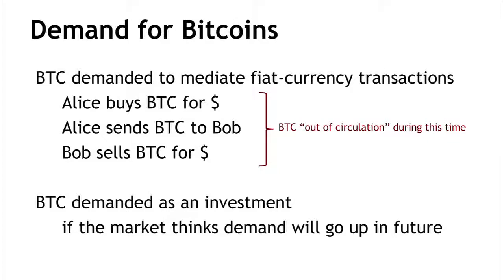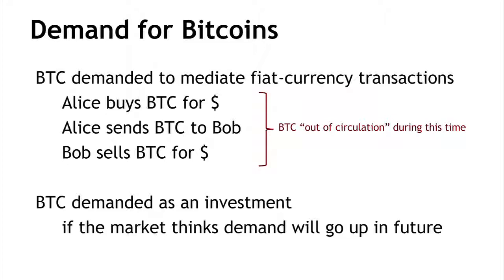And so the supply might not be fixed in the way that some Bitcoin advocates claim. And we need to look at the circumstances of the particular market we're talking about in order to understand what the proper money supply is. But let's assume we've agreed on what supply we're using based on what market we're analyzing. Let's now look at demand. There are really two main sources of demand for Bitcoins. There's demand for Bitcoins as a way of mediating fiat currency transactions, and there's demand for Bitcoins as an investment.